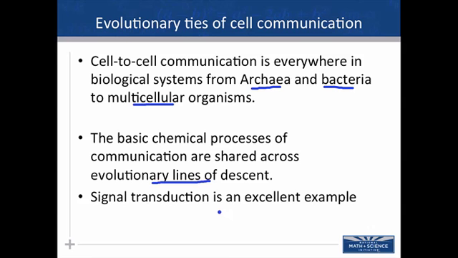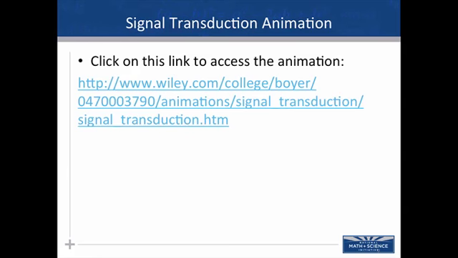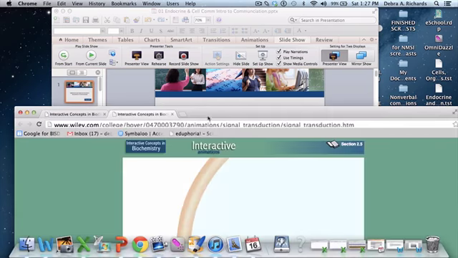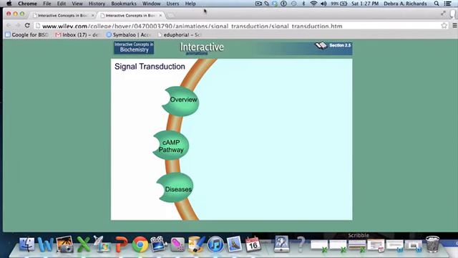One of the methods that we'll look at in this unit is called signal transduction. And it's a really clear and clean example of how cells communicate and cells that are related to each other, given the pathway of communication that they use. We're going to look at an animation of this process that I mentioned of signal transduction.